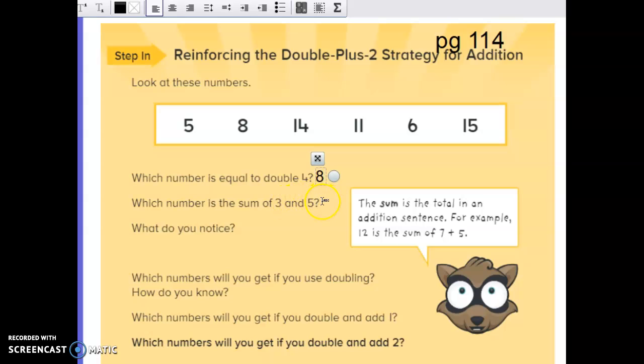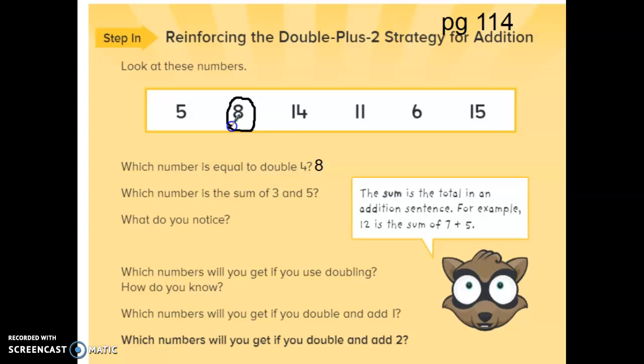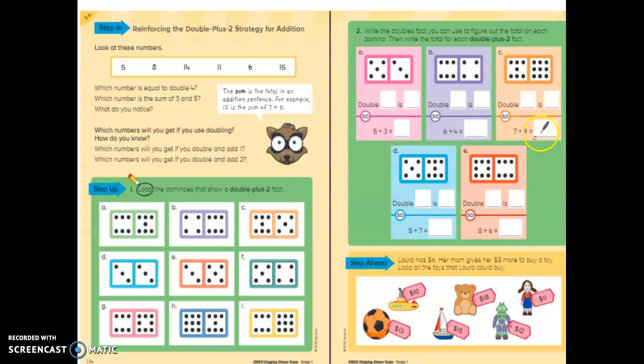So I'm going to circle 8. That's double 4. It's also the sum of 3 and 5. So sum is the total to an addition sentence. Okay. So let's look at number 1.